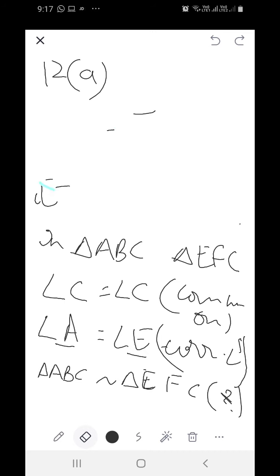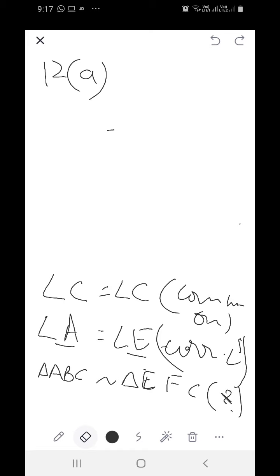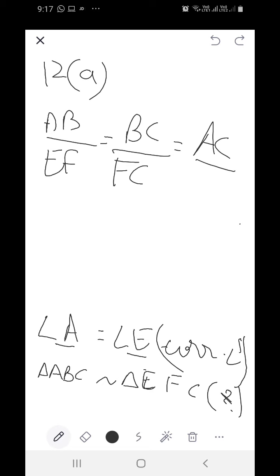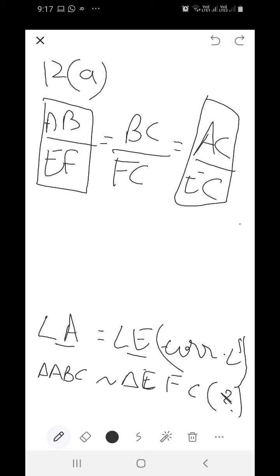Now you can form the sides of proportionality. Sides of proportionality are AB upon EF is equal to BC upon FC is equal to AC upon EC. Again, out of these three pairs, take two pairs. We have to find AC. So this pair has to be taken. And you are given the length of AB. So we are going to take AB upon EF, as AB is given and EF we have calculated in the first part.